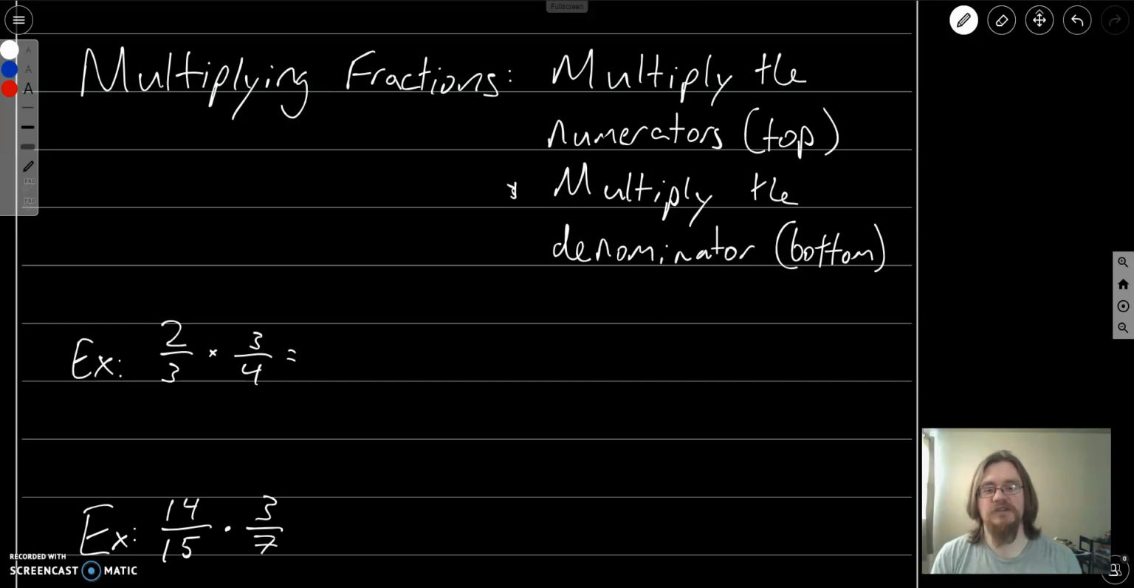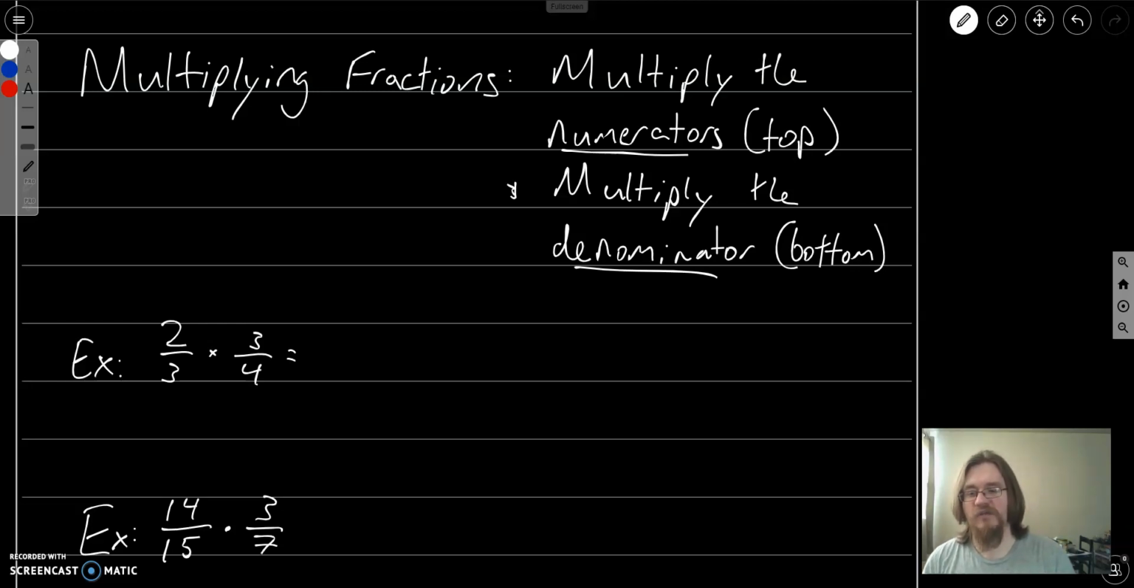So multiplying fractions, there's just a couple steps. We multiply the tops of the fractions, called the numerators. So the numerator is the top of the fraction, and we'll multiply the bottom of the fraction, which are called the denominators. So again, let's just go through a bunch of examples. So we've got 2/3 times 3/4. And there's a couple of ways to do this. I'm going to do this fairly directly.